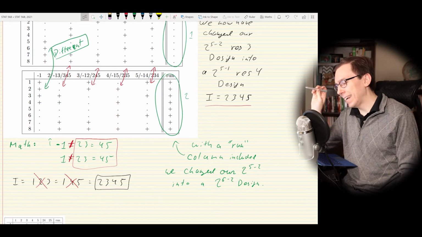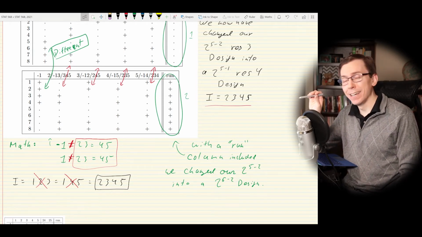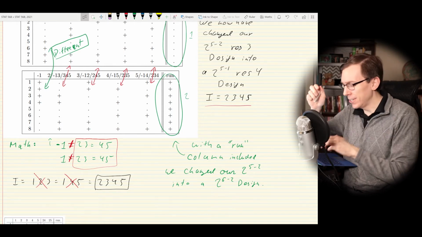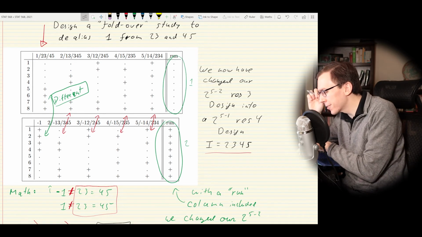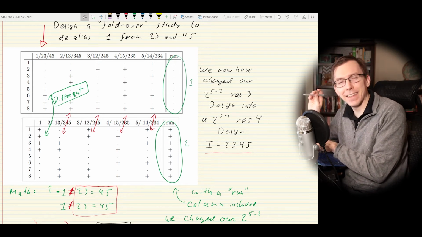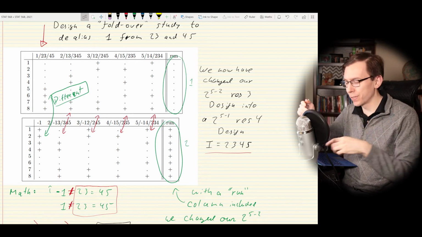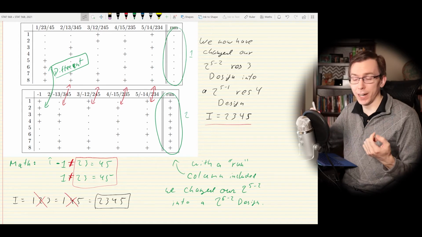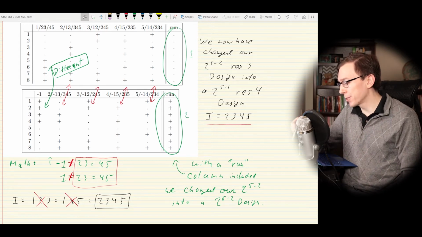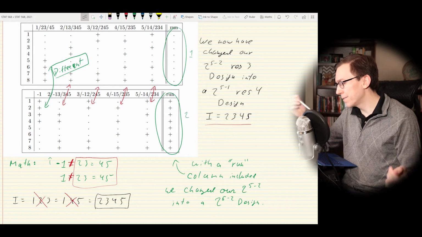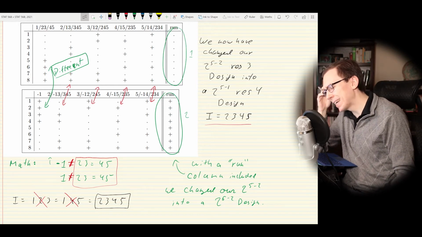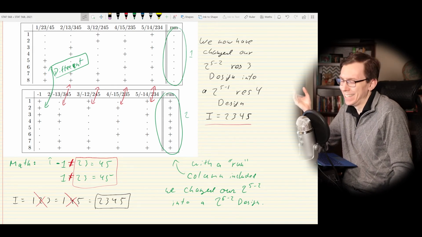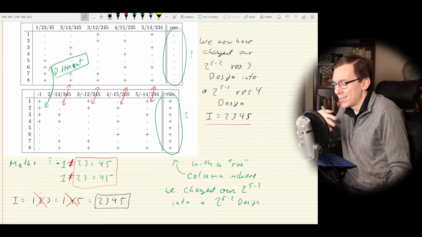The point is that it can be more efficient to run a design this way, rather than collect, let's say, 16 data points at once. You collect 8. You look at your 8 and say, okay, which one of these looks significant? And then based on that significance, you do a follow-up or fold-over design that will target that specific term, like I did here with factor 1. I could have done the same thing with factor 2 or 3 or 4 or 5, for example. Though I guess in this case, if we target factor 1, we've already changed everything to a resolution 4, so it's probably good enough to just do it that way.